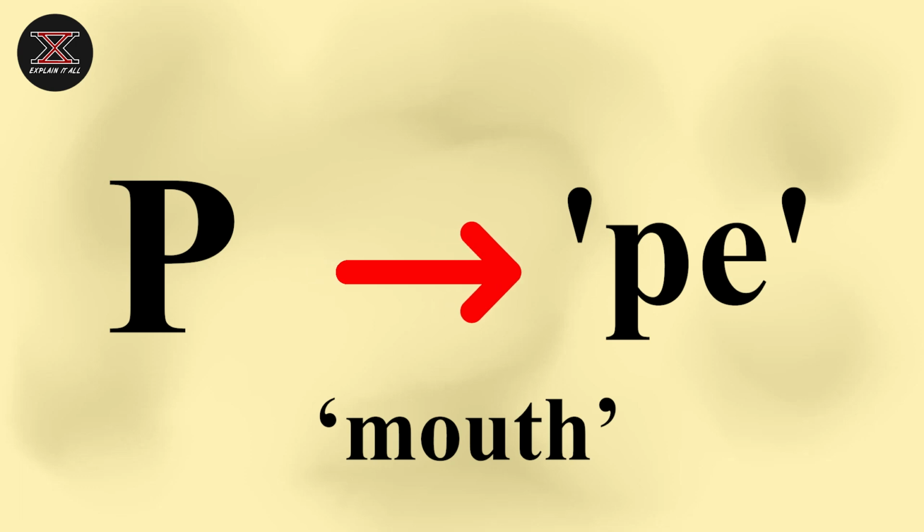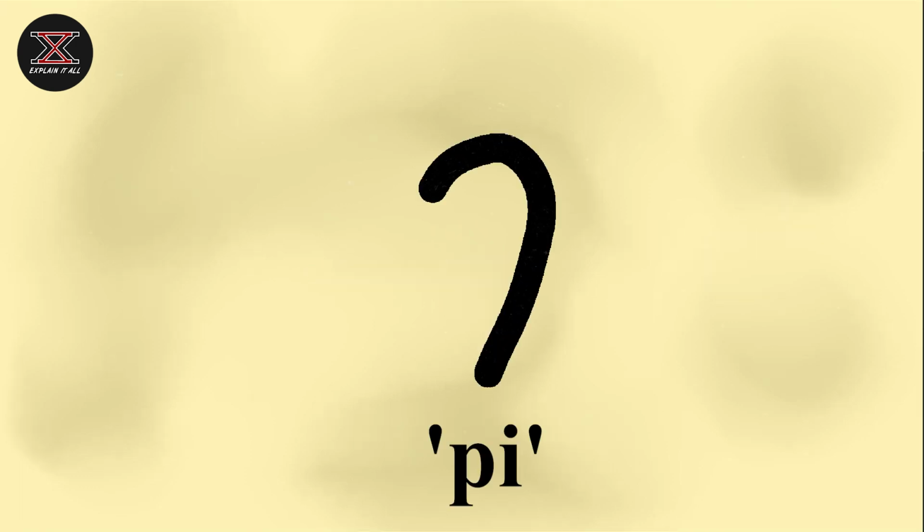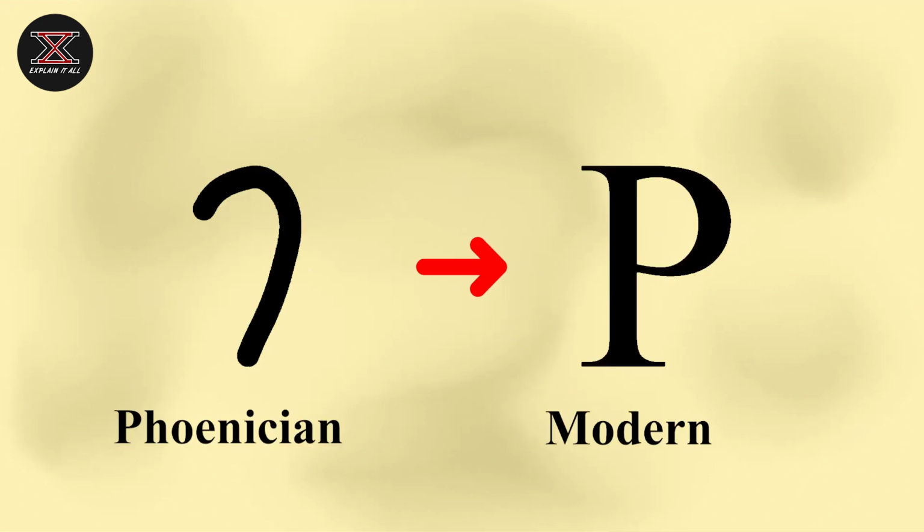P stems from the Phoenician P, meaning mouth. The Greeks used it as pi, and it became P in the Latin alphabet. The letter's form has evolved to represent the P sound clearly in modern alphabets.